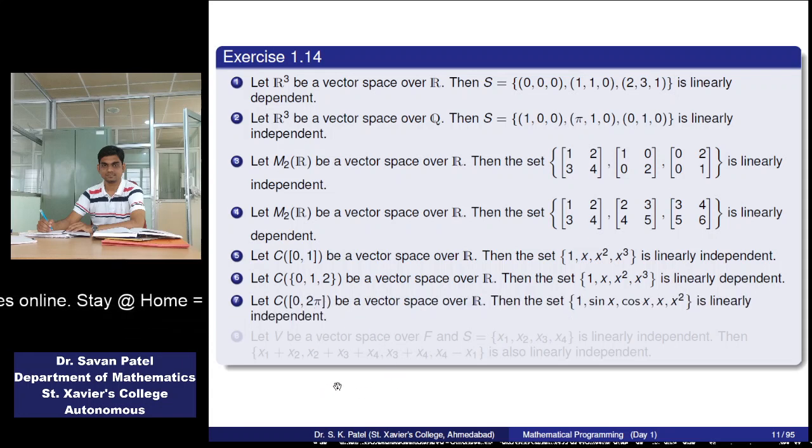If we think about the set of all continuous functions on the interval 0 to 2 pi, then you can actually prove that 1, sin x, cos x and x squared is linearly independent, and it will be a very good job if any one of you will do it and submit it in our exercise forum.